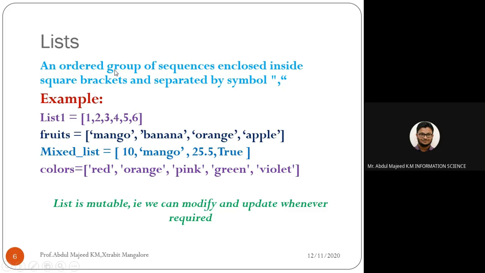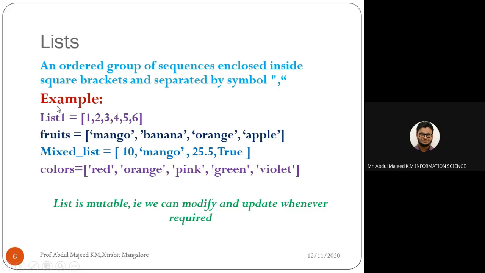List is an ordered group of sequence enclosed inside a square bracket and separated by a comma. So we can create a list by using square brackets. Within the square brackets, you can write the elements, and you can separate them by using commas.